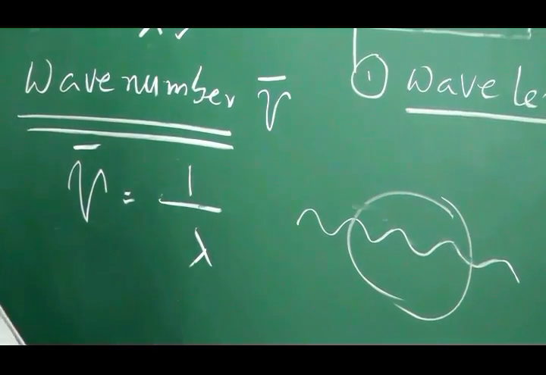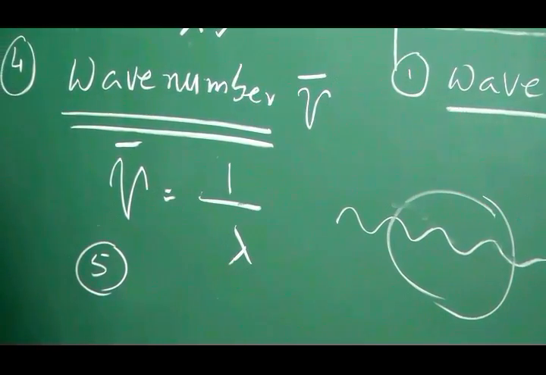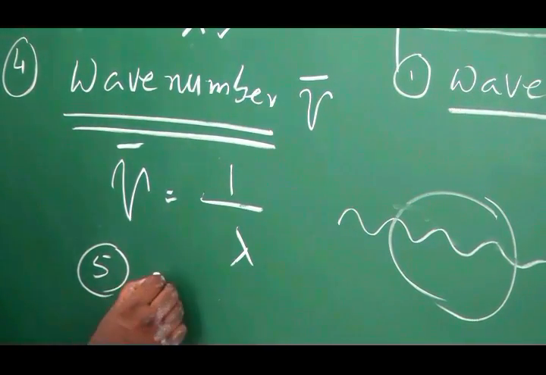Next, the fifth property of light is amplitude.